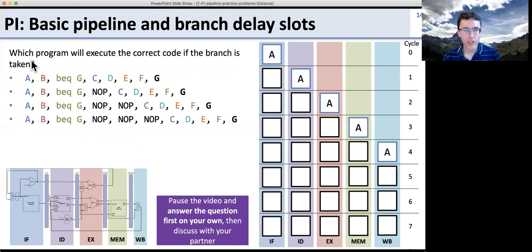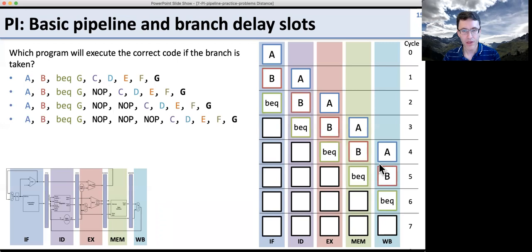Okay, so the question here is, which of these programs will execute the correct code if branch is taken? When you see the difference here, we have the same programs we had before, we've just inserted a bunch of no-ops. So we can take a look at it. Here's our A, B, and branch equal. And then the question is, how many no-ops do we need?